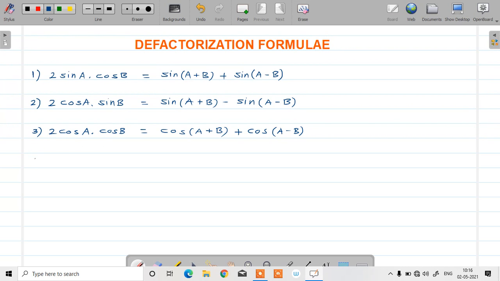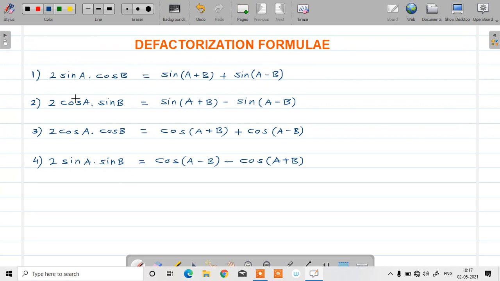And the fourth one, that is if you want the combination 2 times sin A into sin B, then this can be obtained as follows: first of all you have to write cos(A minus B) and subtract cos(A plus B) from it. If you subtract like this, then you will get 2 times sin A into sin B, and if you write cos(A plus B) minus cos(A minus B), then you will get minus 2 times sin A into sin B.